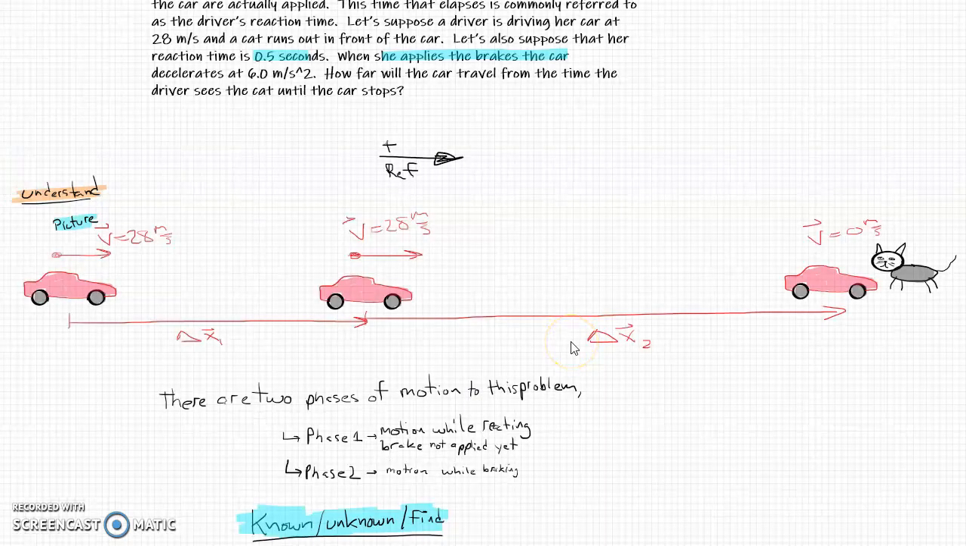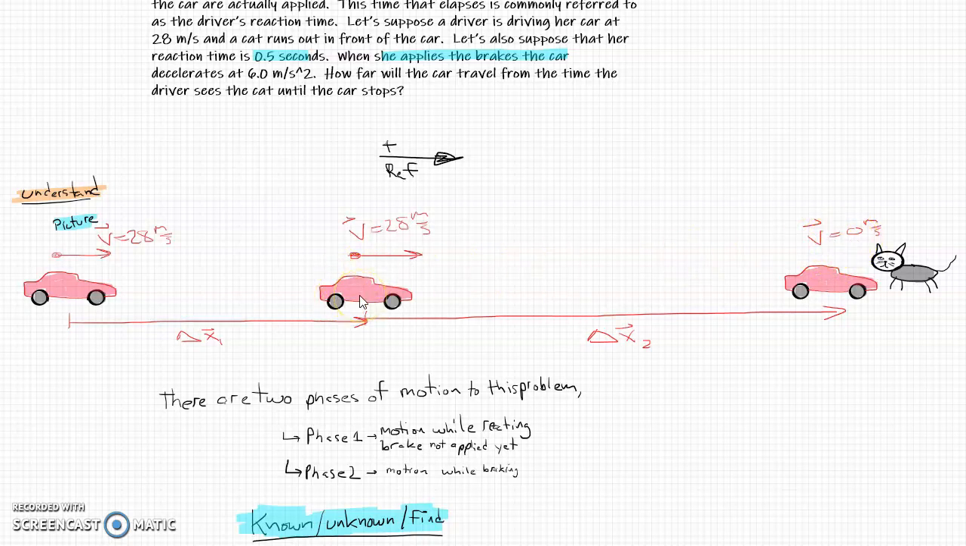So I'm trying to illustrate here the two different parts of the motion. The first part of the motion is this motion where she's reacting. She hasn't hit the brakes yet between these two snapshots. So again, this is what I called phase 1. And then there is the second phase. This is the part where the car is actually going to slow down and eventually come to a stop. And we're going to avoid our cat here. Actually, I shouldn't say little at all. That's kind of a big cat relative to our car. But we're going to try to avoid the cat by stopping the car.